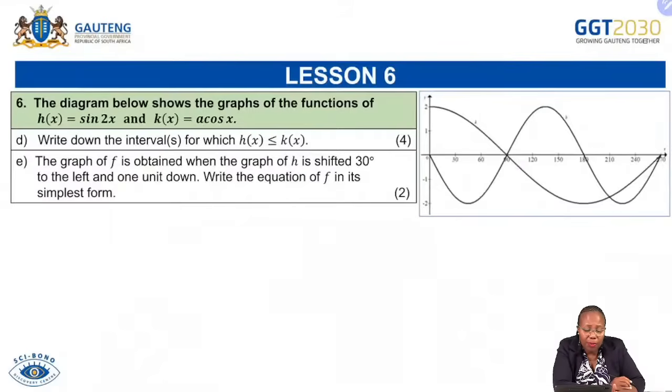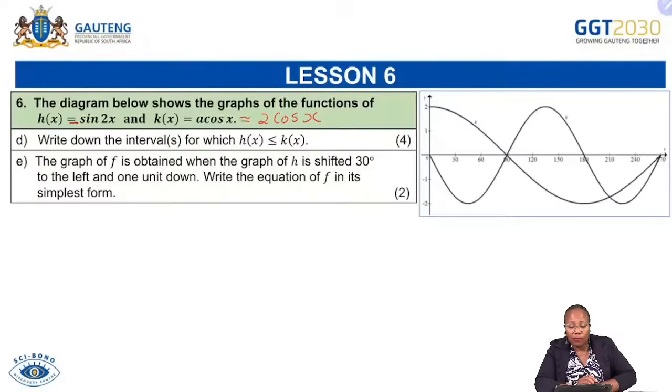And then the diagram below shows the graphs of the function h at x equal to 2 sine. We are still on the same graphs. Remember, this is minus sine 2x. Remember, this one is a 2 cos x graph. Now, this is the h graph. Let me highlight that again. This is the k graph. And then this one is the cos graph. And this one is the sine graph. Now they say write down the intervals for which h at x is less than or equal to k at x. If it is less, it will be below.